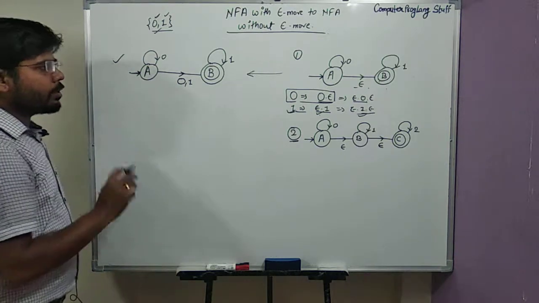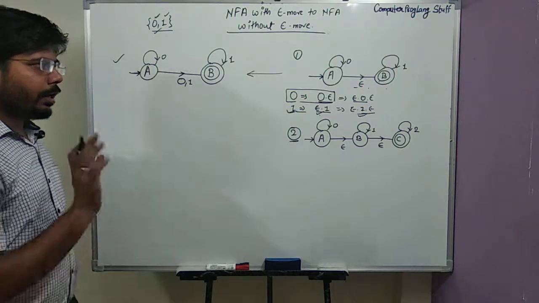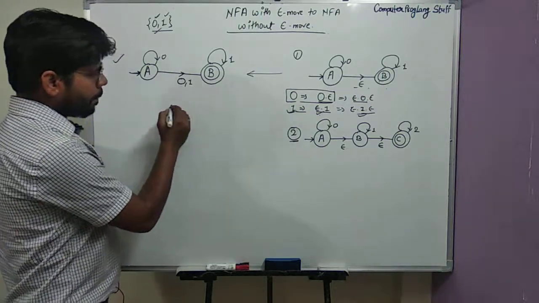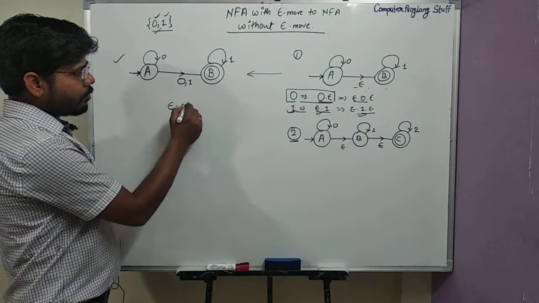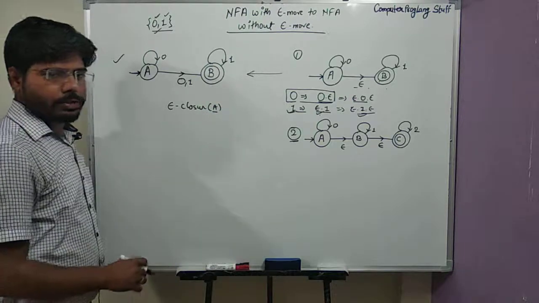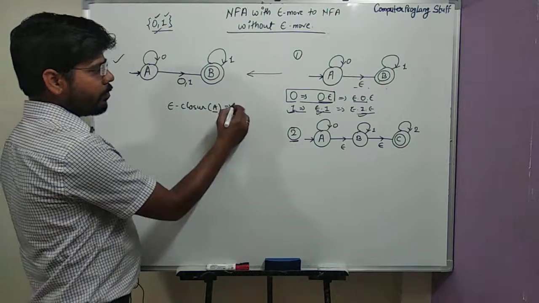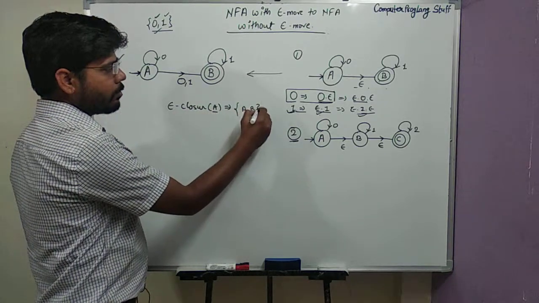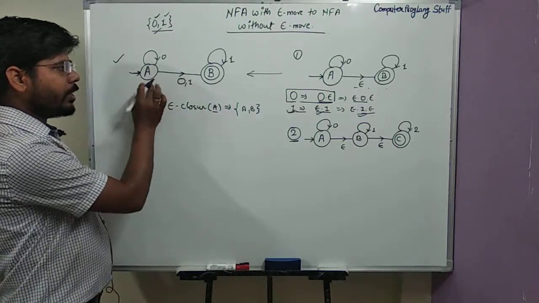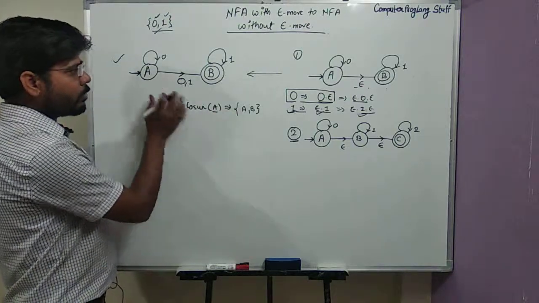Okay, one more step in this state is, if we find the epsilon closure of A, that is your initial state. If in this closure you have all these states, like in this case A and B, then you need to make the initial state the final state. Okay, so let's find the epsilon closure of this A.